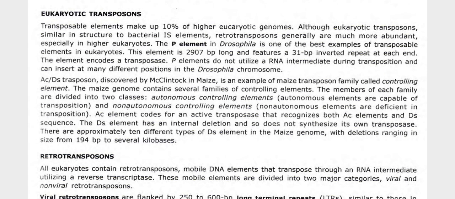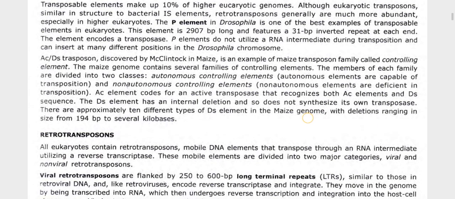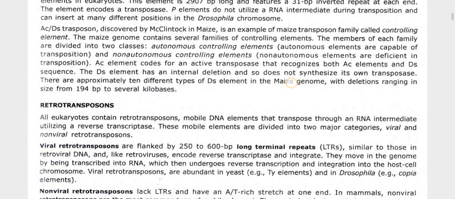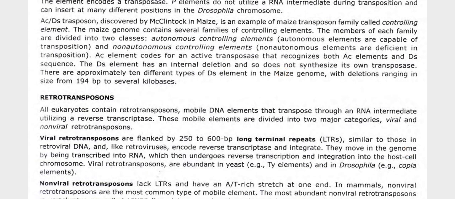The members of each family are divided into two classes: autonomous controlling elements, which are capable of transposition, and non-autonomous controlling elements, which are deficient in transposition. Along with that, the DS element has an internal deletion and so does not synthesize its own transposase.